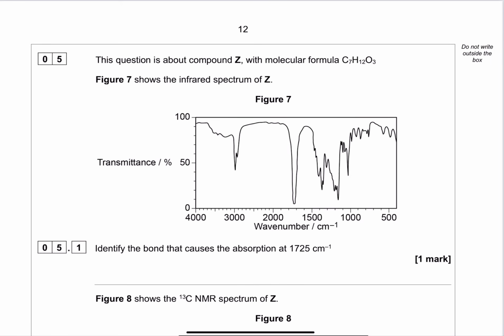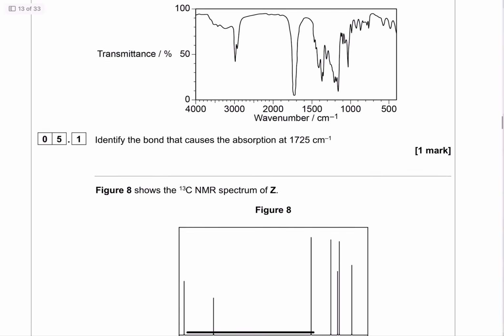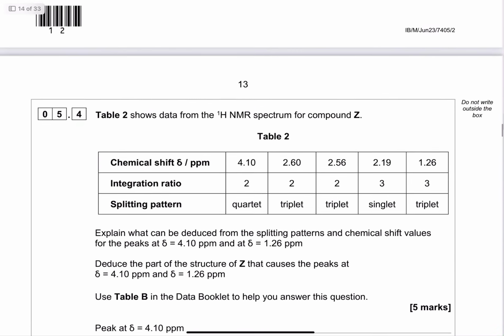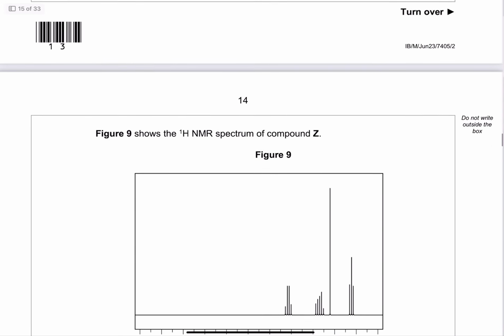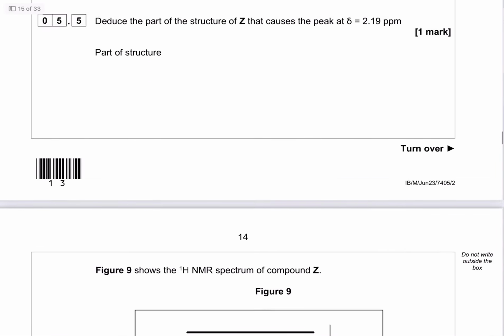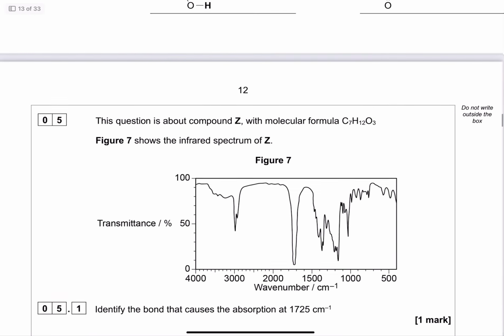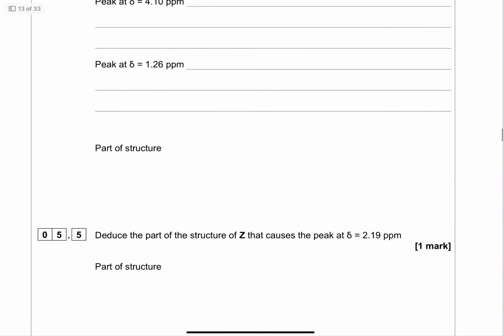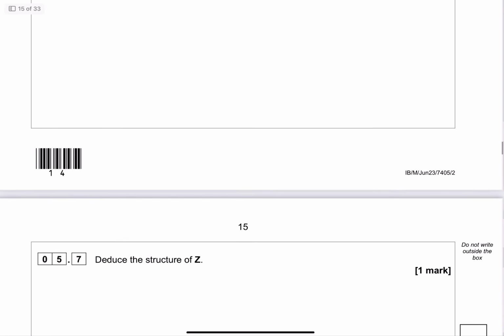This question is about compound Z with the molecular formula C7H12O3. So if we just look through, we've got quite a lot going on. We've got an infrared, a carbon NMR, some proton NMR, and at the very end, we're being asked to deduce the structure of Z. So I'm just going to go back and remember C7H12O3. Let's just write that down, that's a top tip. So at the end, if our structure isn't C7H12O3, we need to go back and check it.